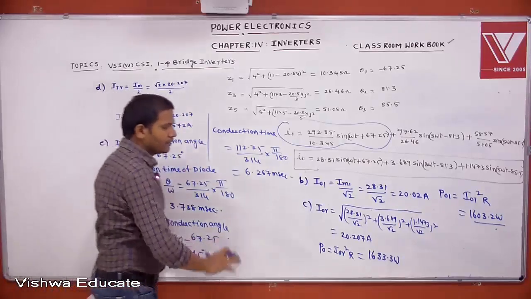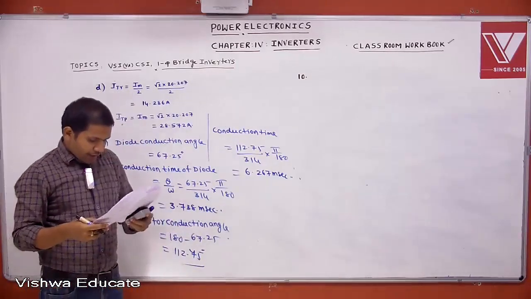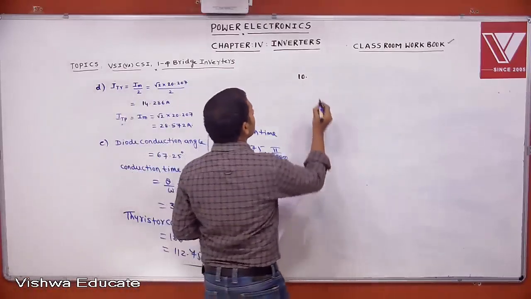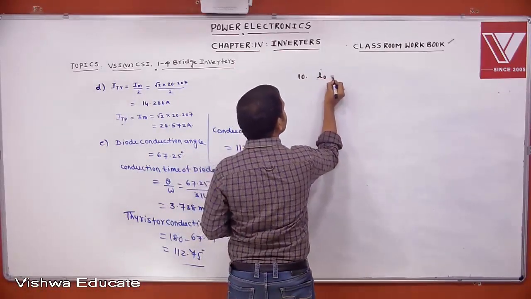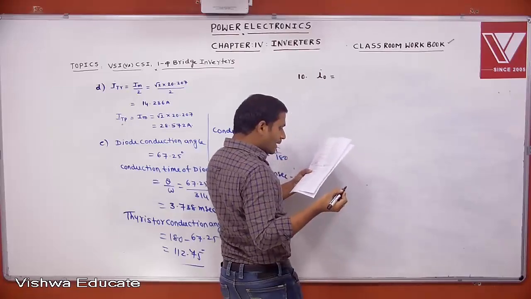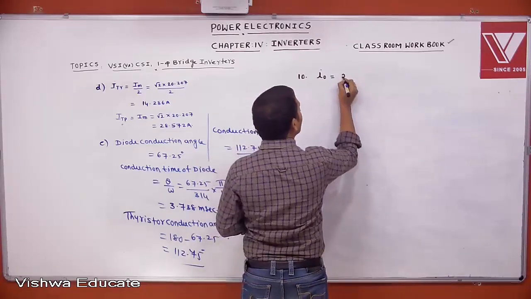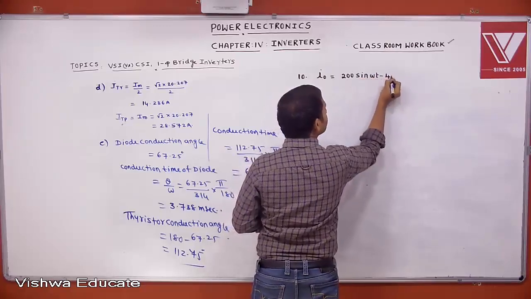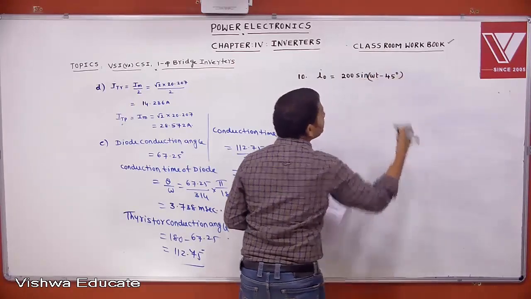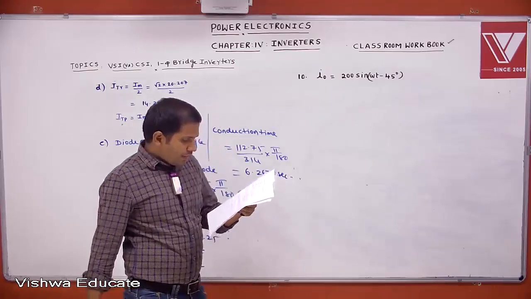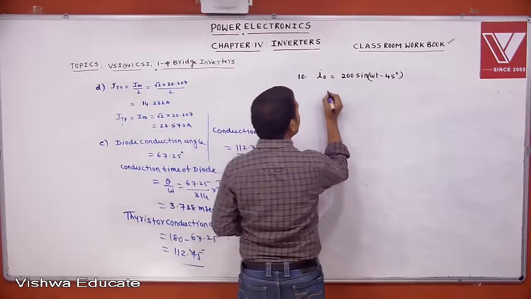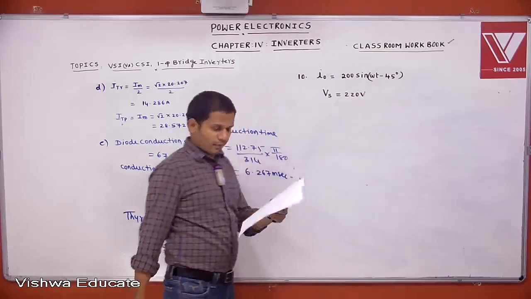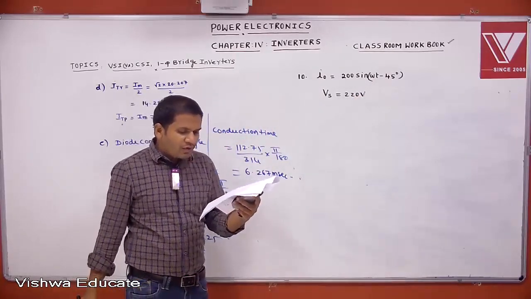Concentrate, quick, no doubt. Next question: in a single phase voltage source bridge inverter, the load current I0 equals 200 sin omega t minus 45. The DC supply voltage Vs is 220 volts. What is the power drawn from the supply?